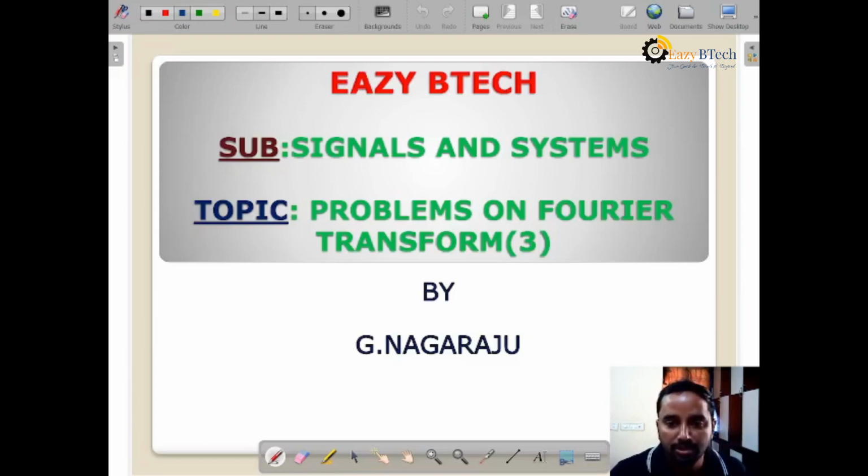We are discussing the subject signals and systems, and today's topic is problems on Fourier transform, a very important session. Also we are going to discuss Fourier transform of a periodic signal.